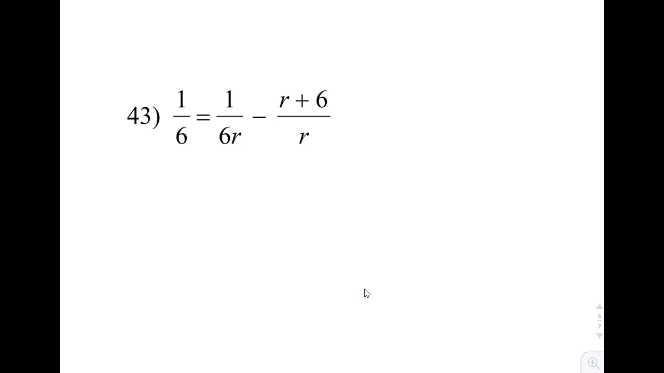This middle fraction has 6 times r. The other ones just have either a 6 or an r. So we're going to make sure that we can get all of them to have a 6 and an r. Start with putting everything in parentheses. Since I see subtraction in here, I am going to change this to addition and multiply this here by -1.